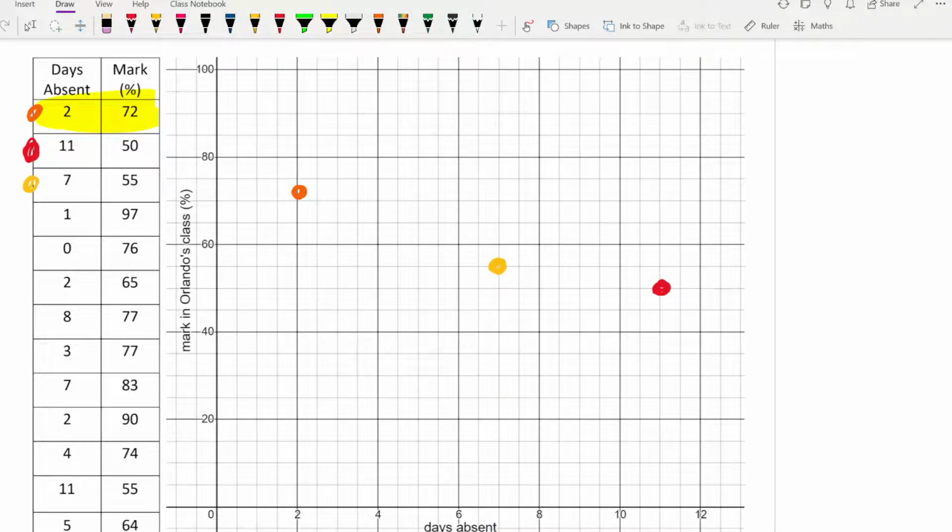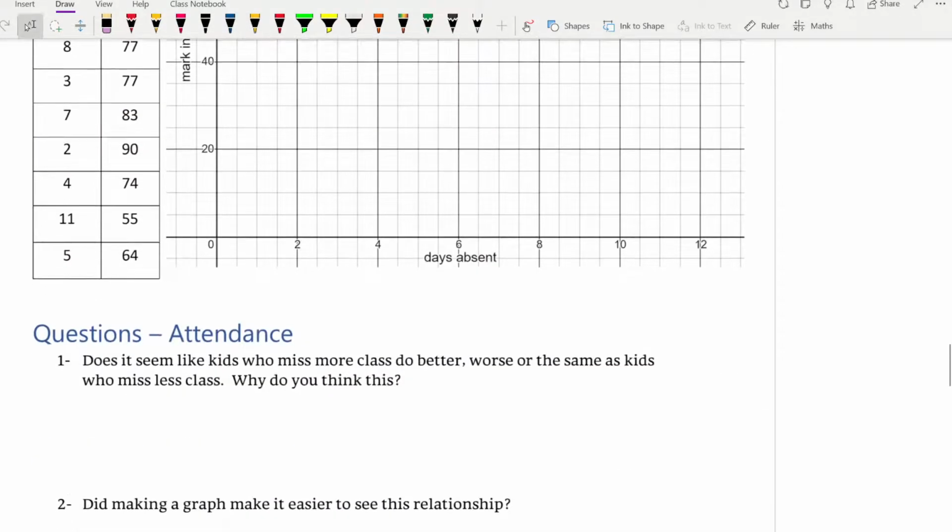And so you can keep going and keep putting everybody in here until you've got all the kids on the graph. And then you can look at that and you can answer these questions. Does it seem like kids who miss more class do better, worse, or the same as kids who miss less class? And why do you think that? And again, I want you to use the graph to answer that question. Is there something looking at those points that gives you a sense of if there's a relationship there, if it makes a difference how much class you miss? Don't just tell me what you think in general, but tell me what you think looking at the actual data of the actual kids I taught.